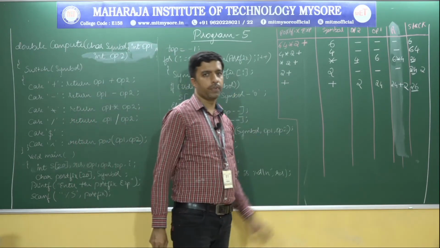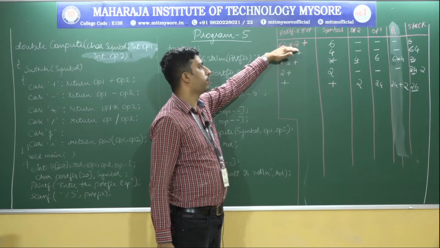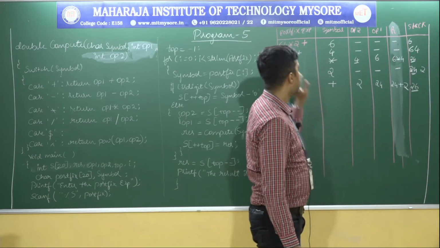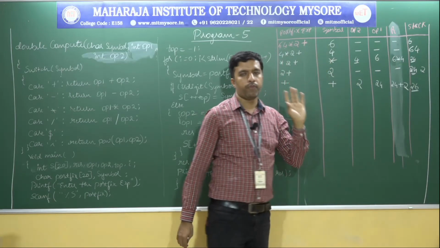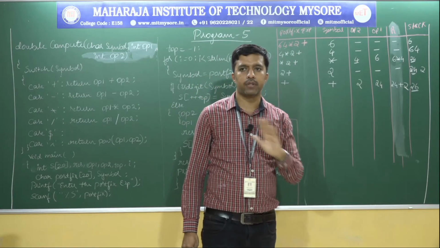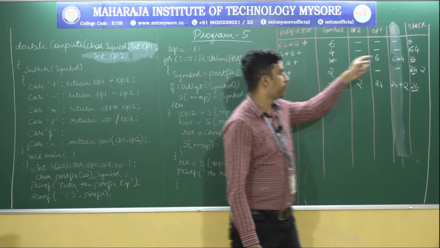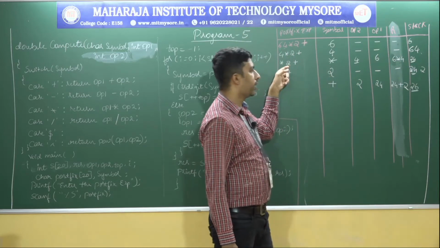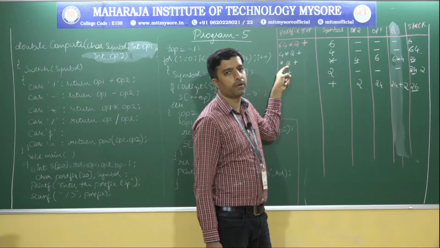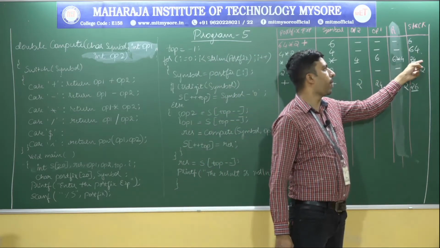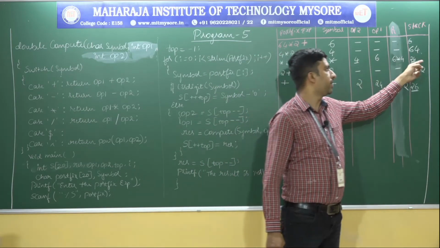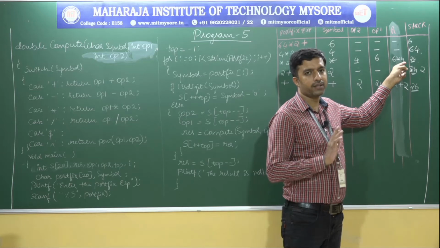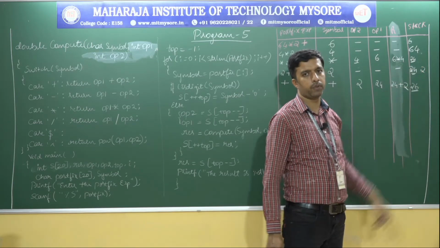Let me repeat once again. We have a postfix expression, a symbol, operator 2, operator 1, result and stack. Initially the first scanned element is 6. If you encounter any operand, don't perform any operation, just push it. I push 6 here. The next element is 4, I just push it. The next element is star. When you encounter an operator, perform operations. The first popped element will be stored at operator 2, and the second popped element at operator 1. Perform the operation, and the result will be pushed back to the stack.